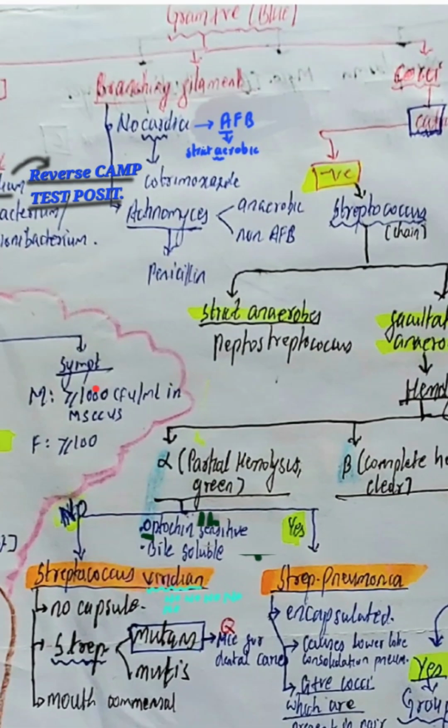Now branching filament includes Nocardia and Actinomyces. For Nocardia the drug of choice is cotrimoxazole. Nocardia is acid fast bacilli, and since it is acid fast bacilli, it is a strict aerobic organism. I remember it like that: Nocardia has an acid, and the drug of choice is cotrimoxazole. Actinomyces drug of choice will be penicillin, and it is anaerobic and non-acid fast bacilli.